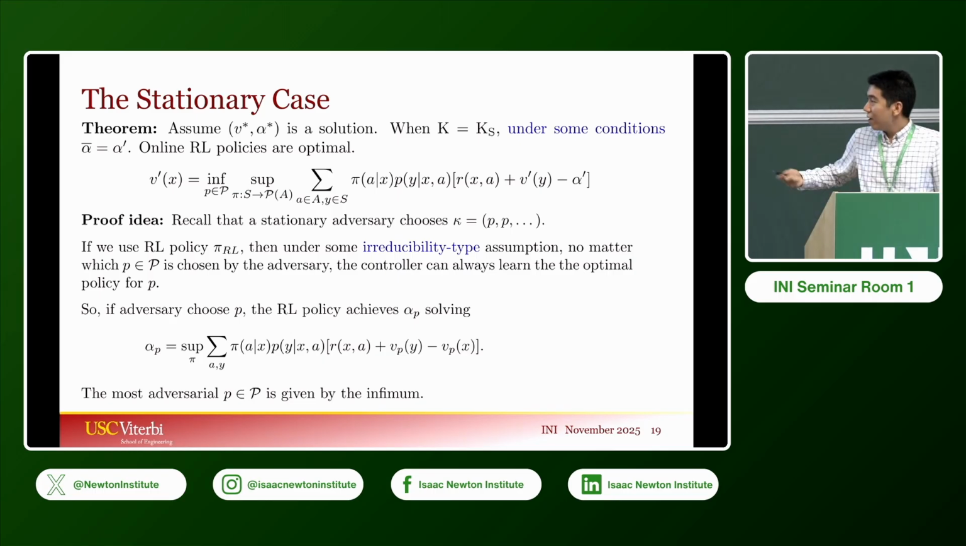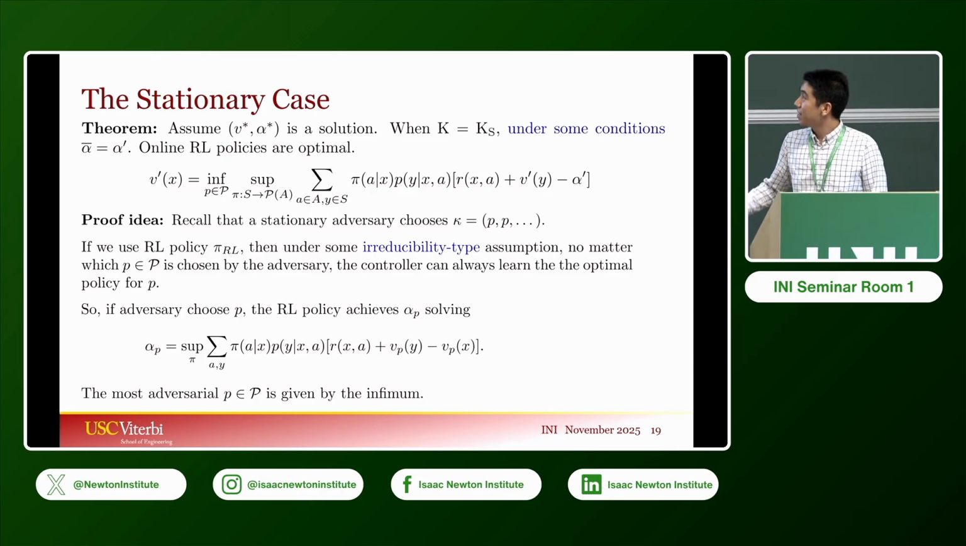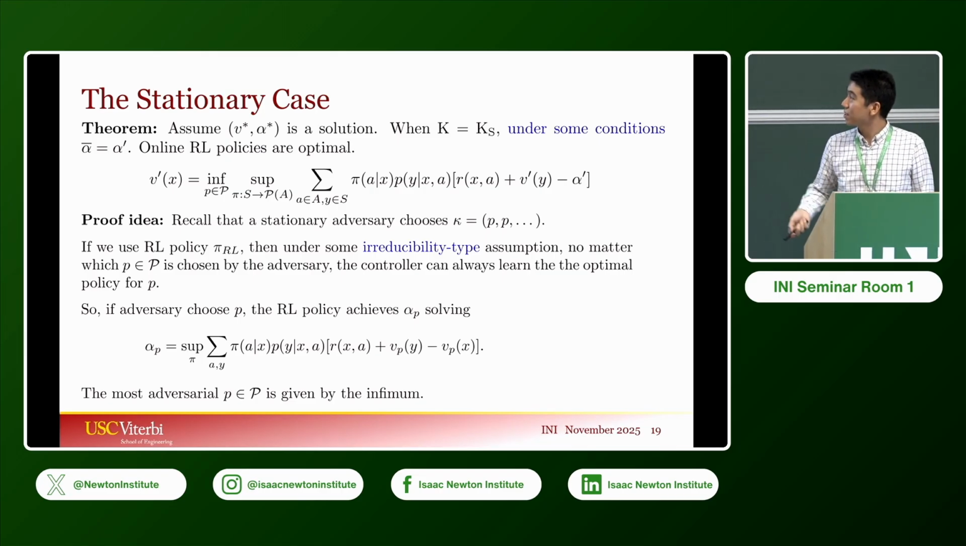And so what the adversary can do now is take infimum on both sides of this equation, right? The controller can always achieve this, so the adversary will just infimize this. And by taking infimum on both sides of the equation, you see that you get an infimum in front of the supremum. So this basically is the idea of the second part of the theorem.